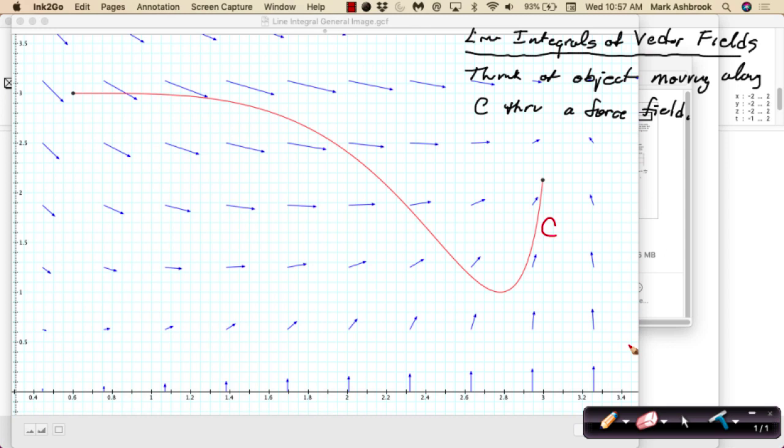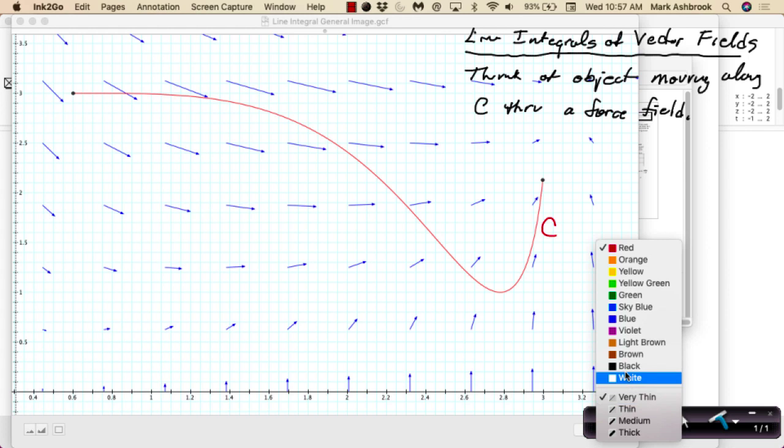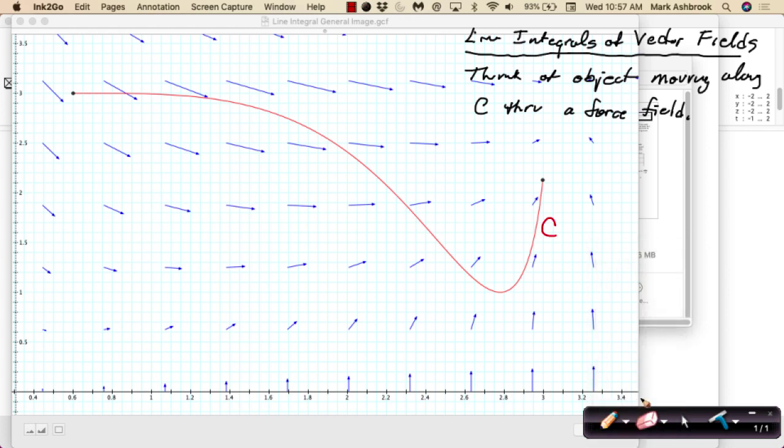Through a force field. So our vector field is a force field, meaning that given any point in the plane, there's an associated force. That could be a magnetic force, or wind, or current in water. And you're moving an object through that force field, and so what are we integrating?